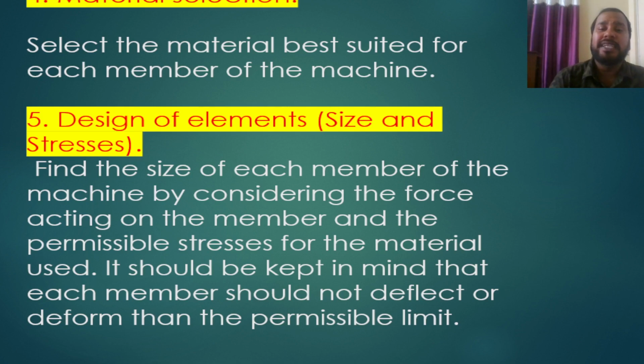Next come to design of elements. In design of elements we will generally consider size and stresses. That means find the size of each member of the machine by considering the force acting on the member and the permissible stresses for the material to be used. So shear stress, different types of stress, tensile stress, compressive stress: how different types of stresses act on the component of the material should be kept in mind during the phase of designing.